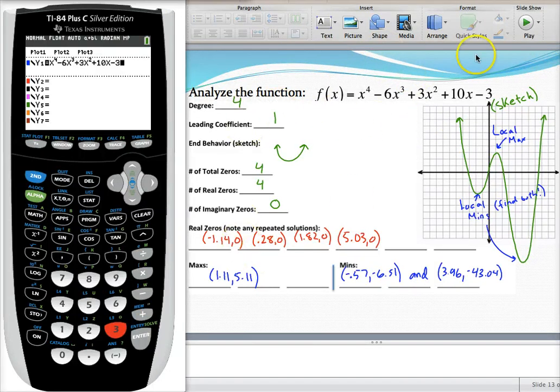I've done a whole bunch of other work. We did this one in class where we found total zeros, max and mins. If you need help finding that stuff, then watch a different video. This video, again, I'm going to focus on just how to find these actual real zeros. So I've typed my polynomial in. Hopefully you have as well.